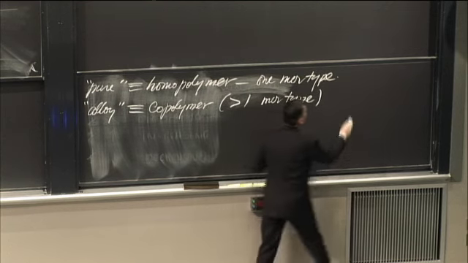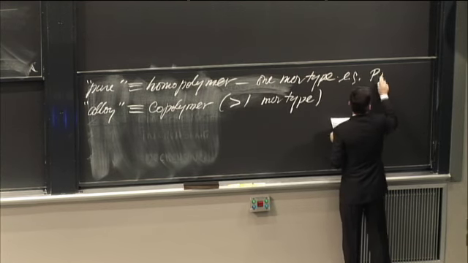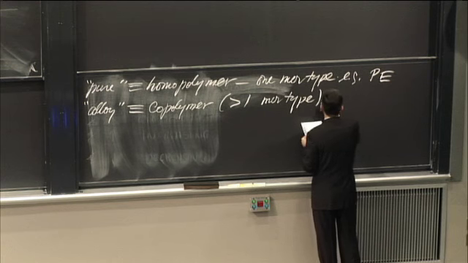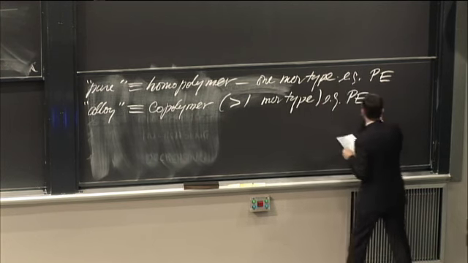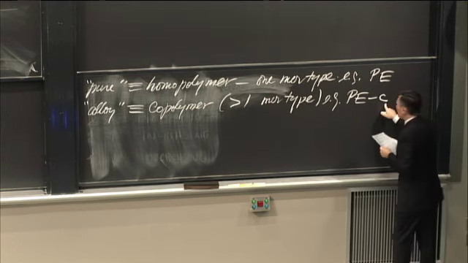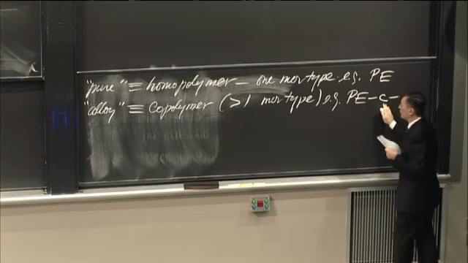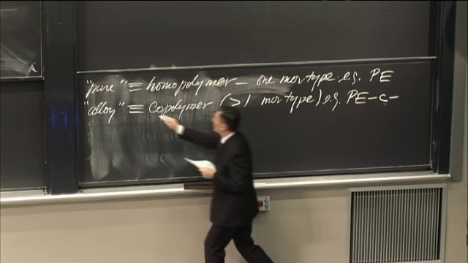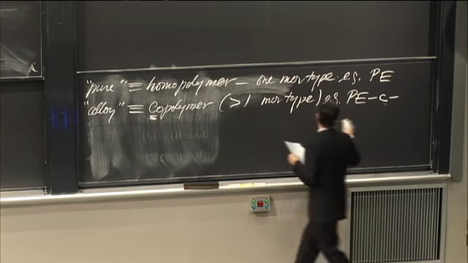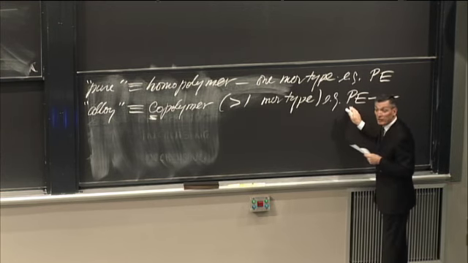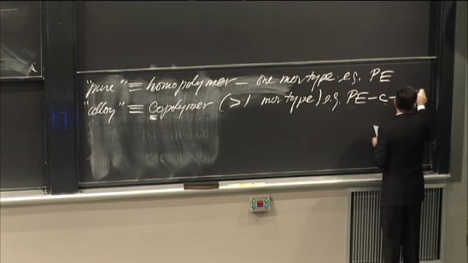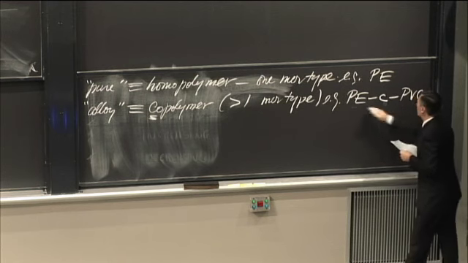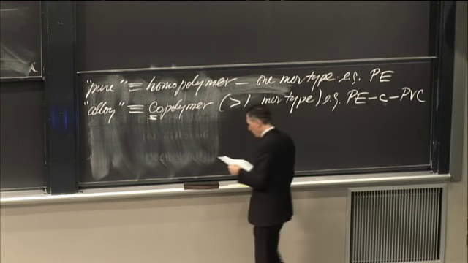So for example here, this could just be polyethylene, whereas here an example would be polyethylene, and then the notation is hyphen lowercase c hyphen, which is an indication of the fact that you're making a copolymer. And this copolymer has mer units of ethylene and mer units of vinyl chloride. So this is a copolymer of polyethylene and polyvinyl chloride.